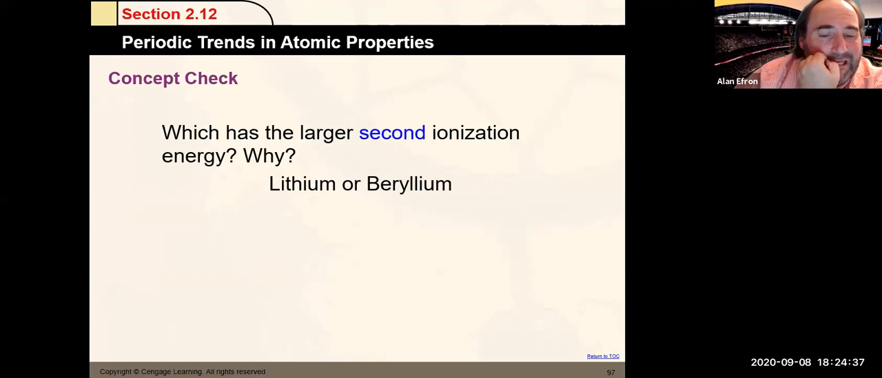So which would have the larger second ionization energy? Would it be lithium or beryllium here?